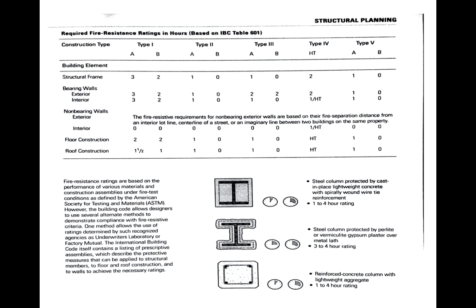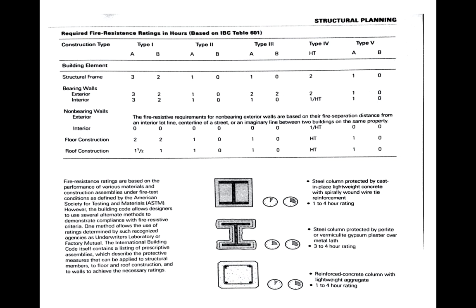Down below, you can see some of the ways that we achieve really, really high fire resistance ratings. So a type 1 construction is usually going to be either a steel column that is embedded in lightweight concrete or surrounded by gypsum wallboard, vermiculite, or spray-on fireproofing. And you can see there that we can get anywhere from 1 to 4 hours fairly easily.